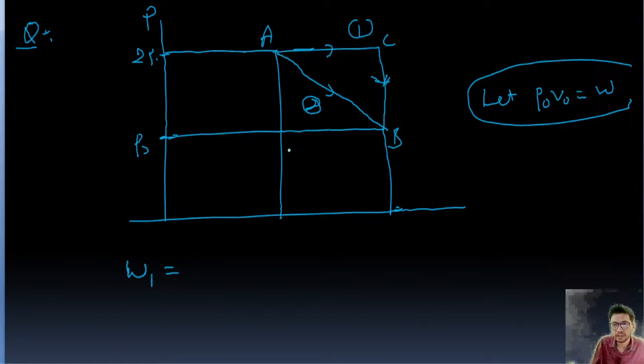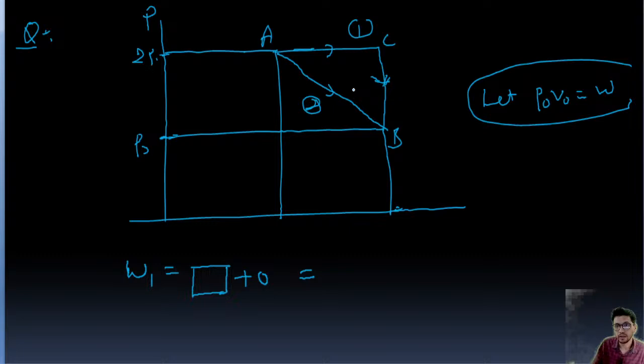This is the area of the rectangle, plus, now the work done from going C to B, but C to B there is no area covered, right? That is 0. So this area plus 0, right? So W1 is going to be this, A to C and then B.